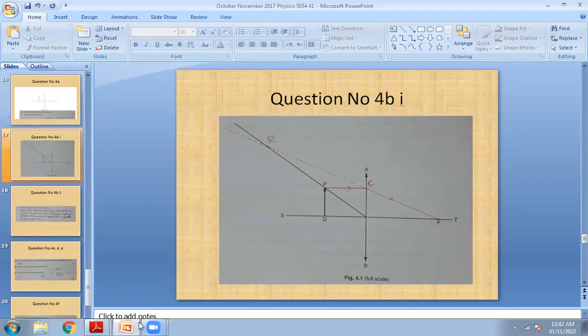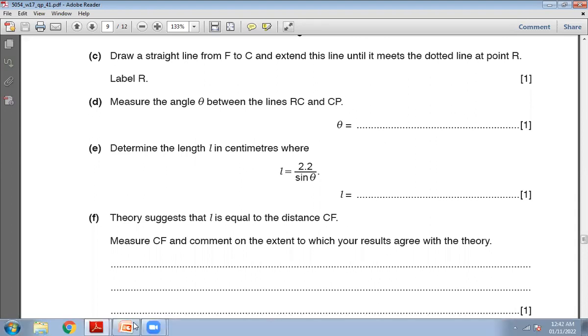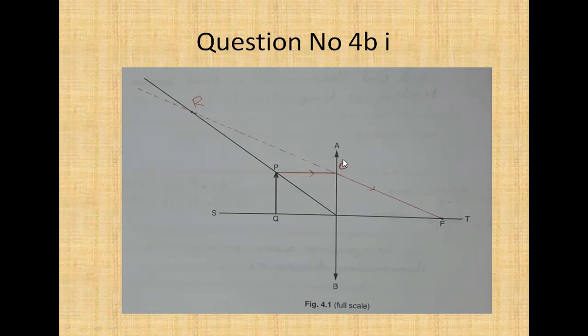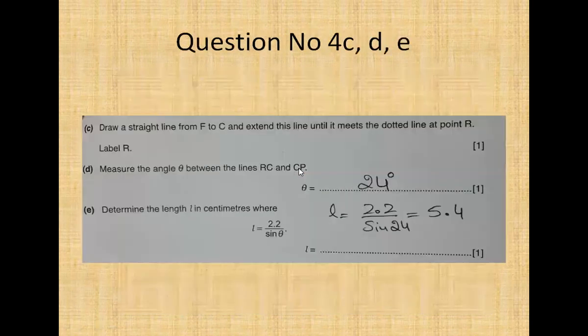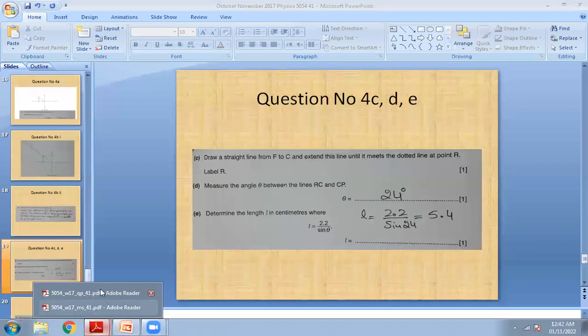Okay, then measure the angle theta between the line RC and the CP. So they are saying measure the angle between the RC and the CP. Here I will put a protractor. The center of the protractor, the crosshair of the protractor, will be on the C. The zero of the protractor will be here. And I will check how much this angle is. I have already checked it. It's 24 degrees. Hopefully you understand, and you will be able to do that.